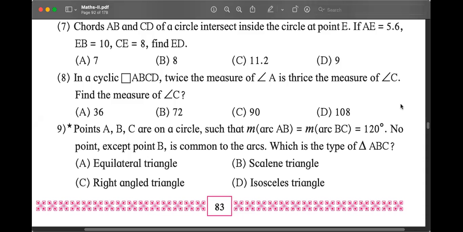Question number 1, part 7. Chords AB and CD of a circle intersect inside the circle at point E. AE is 5.6, EB is 10, CE is 8, and find DE. Now when I switch to the whiteboard, I will not be able to see the textbook. You will be able to see the textbook. So you will help me draw this diagram. While you are helping me, you can also draw it on your own in your notebook and find the answer.